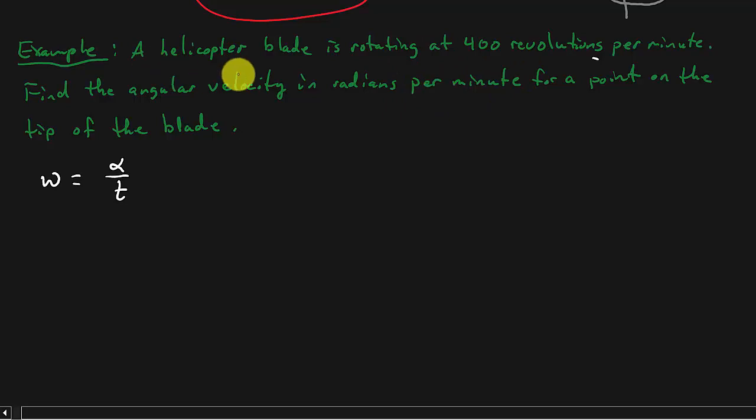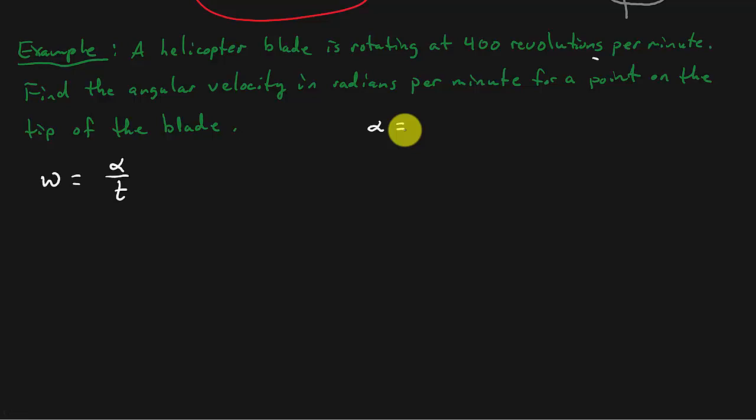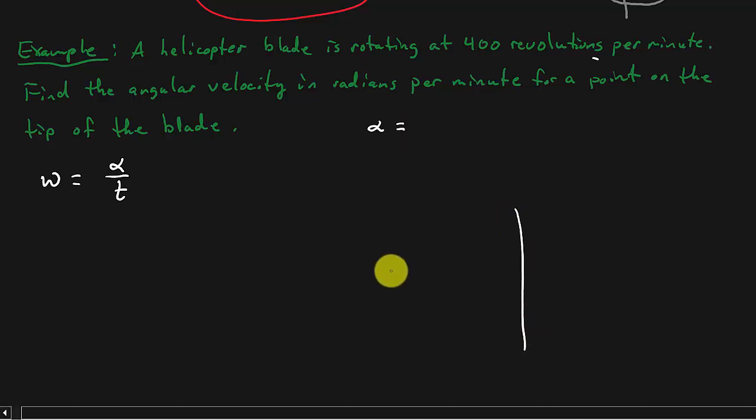All right, so what does it tell us? A helicopter blade is rotating at 400 revolutions per minute. That's in 1 minute it does that. So what's our angle? Our angle alpha is 400 revolutions per minute.